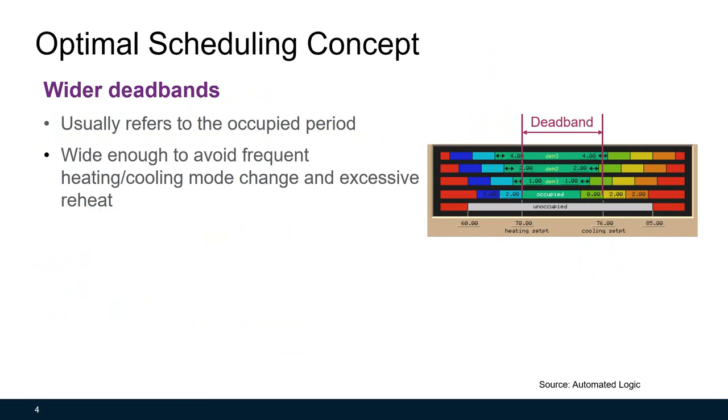These three strategies are all related to a general concept of optimal scheduling. Let's take a look at wider dead bands and night setback first. Dead band here is referring to the temperature difference between zone heating and cooling set points in the occupied period. This is the temperature range occupants feel comfortable and no heating or cooling are needed. Apparently, if the dead band is made wider, the HVAC system would stay idle for a longer time, thus save energy.